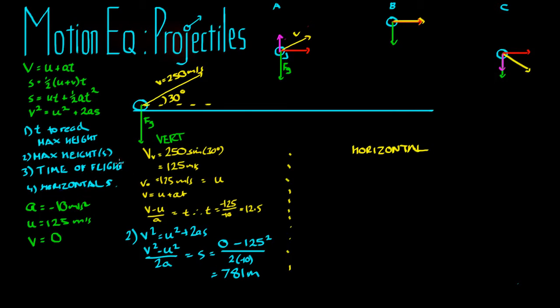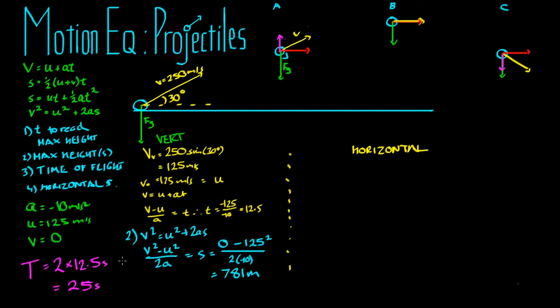Now number 3, the time of flight. We can exploit the symmetry of this example. Since the ball lands over here at the same height at which it was launched, it will take the same amount of time going up as it does going down. Therefore, we can say the total time of flight, t, is equal to 2 times the time it took to go up, which was 12.5. Therefore, the total time of flight is 25 seconds.